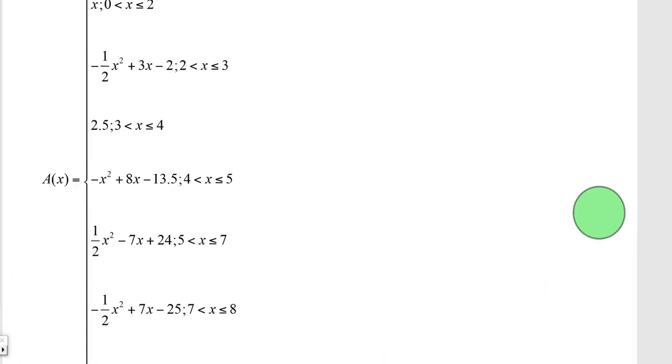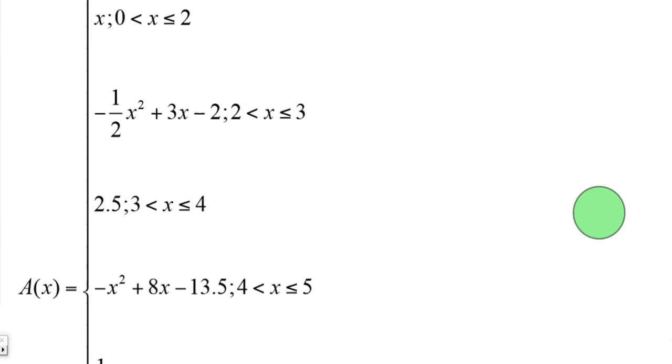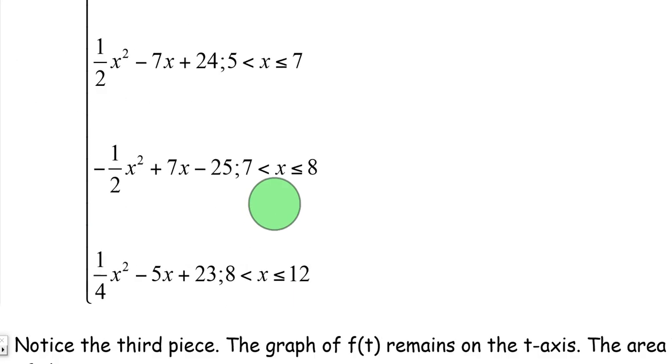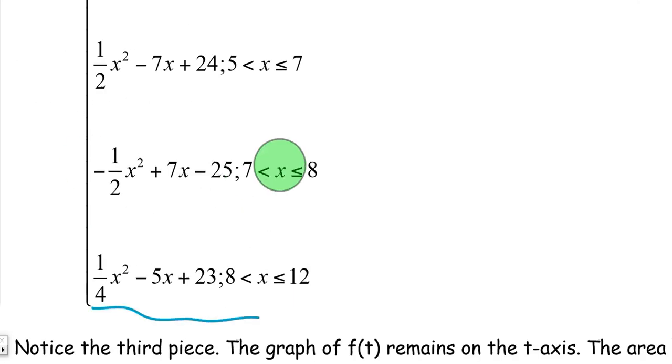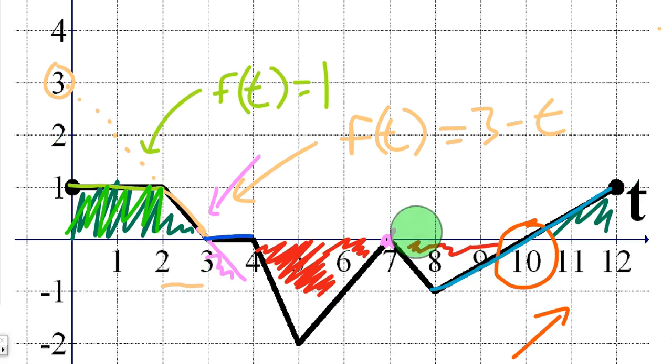So you put all that together, and I'm going to have to go through this in chunks. This is the first piece, second piece, third piece, fourth piece, fifth piece, sixth piece, and that last piece, which we made light blue, that's the seventh piece. So for example, if I plugged in, let's say, 9 into this formula, 1/4 x squared minus 5x plus 23, that would give me the area between the curve of f of t and the t-axis from 0 to 9. So if I plugged in 9 into that formula, it would give me this net area from 0 to 9. Now, that formula will give us that number, and it looks like it might be negative.